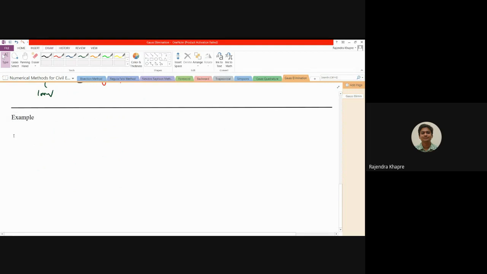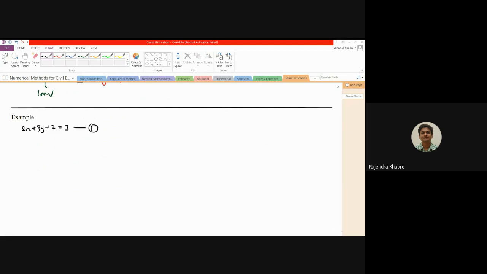Okay, so I don't have the answers to this example, so you have to help me out while getting the solution. I have a system of linear equations with three equations. One is 2x plus 3y plus z equals 9. This is equation number 1.